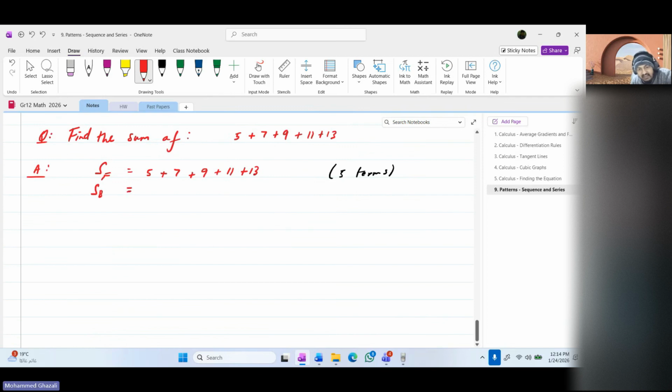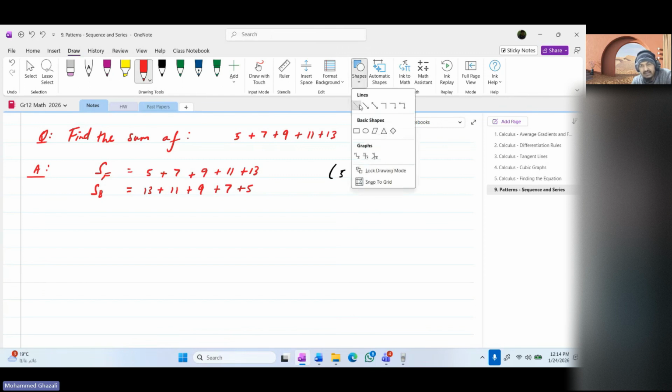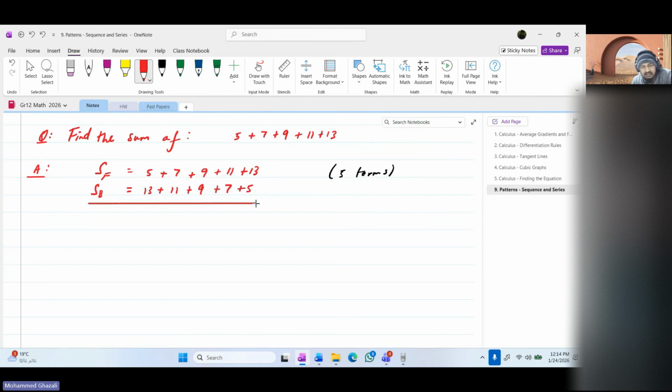The backward sum is adding up all this backwards. So 13 plus 11 plus 9 plus 7 plus 5, and see what you get. You get a nice pattern at the end, right? So remember, the forward sum and the backward sum is the same thing. This is still 5 terms.